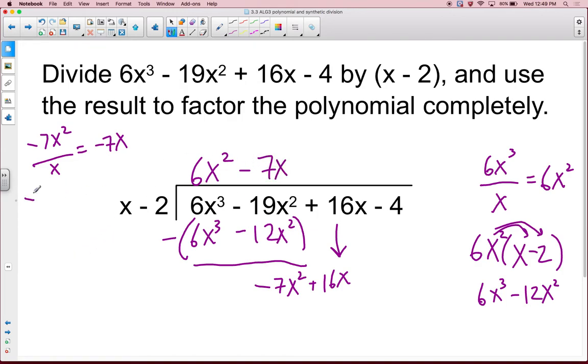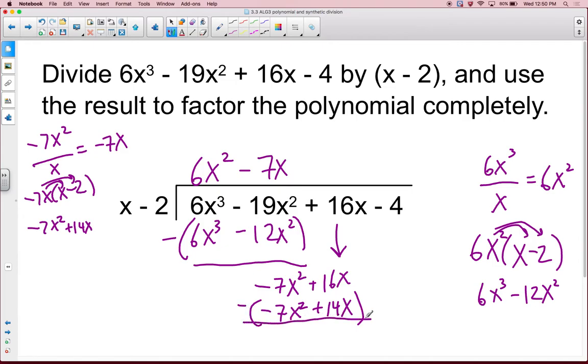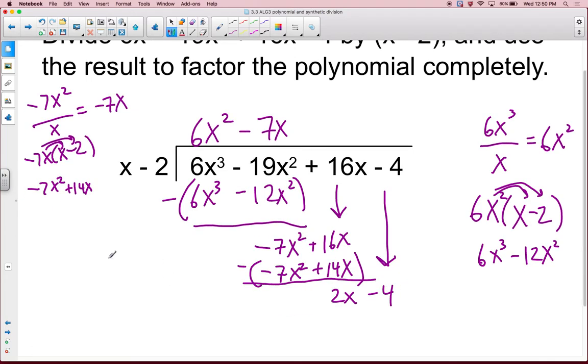Then I multiply my negative 7x times x minus 2. Multiply that guy in. There it is. We get a negative 7x squared plus 14x, right? I put that underneath here and subtract. Negative 7x squared plus 14x. I put that in parentheses and I subtract. These will cancel. 16x minus 14x will give me 2x that's left. I bring down my minus 4 and I repeat it one last time.